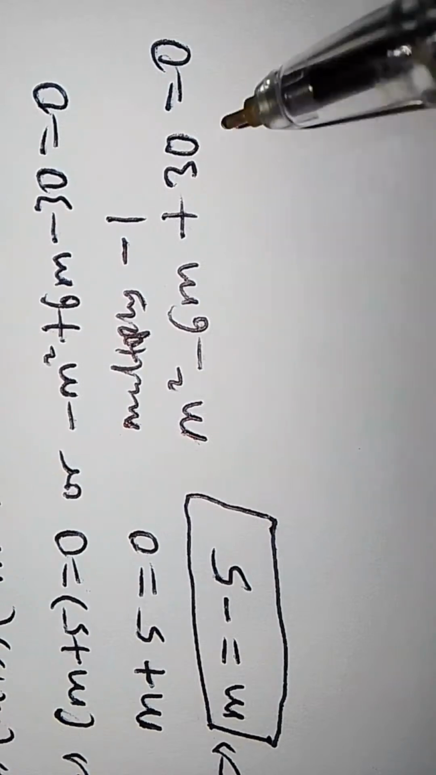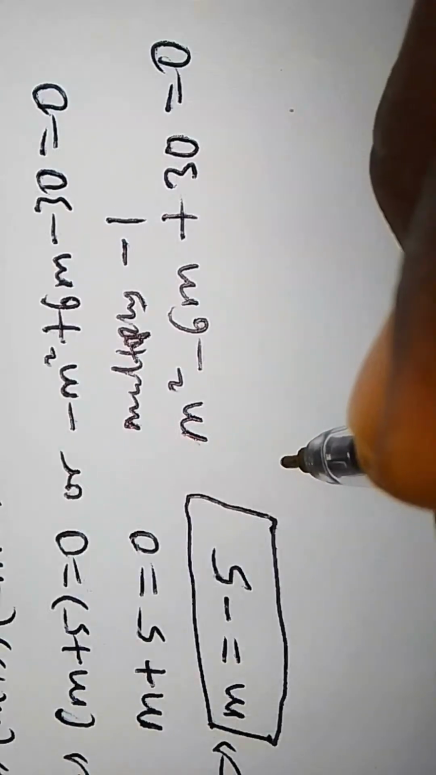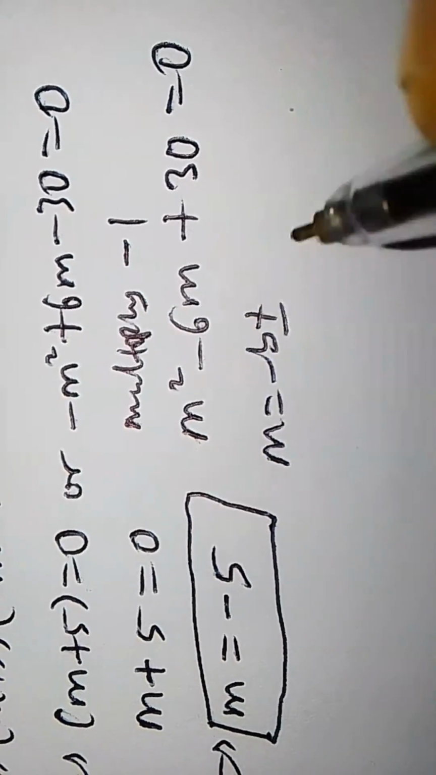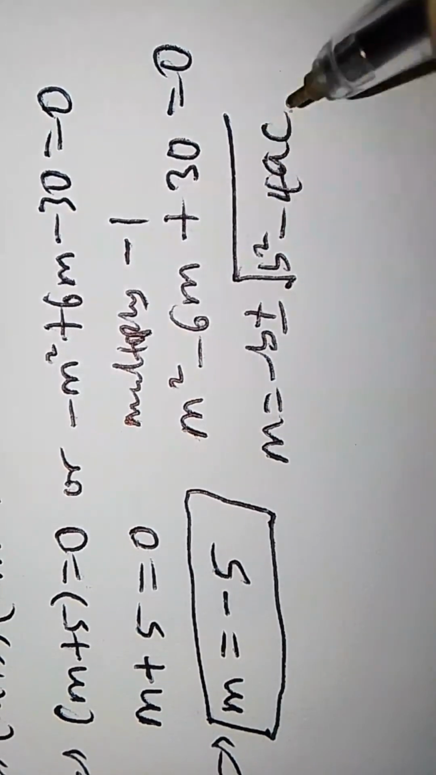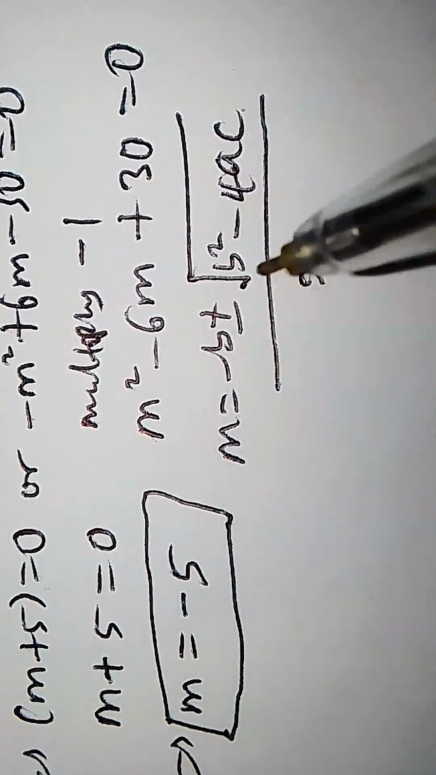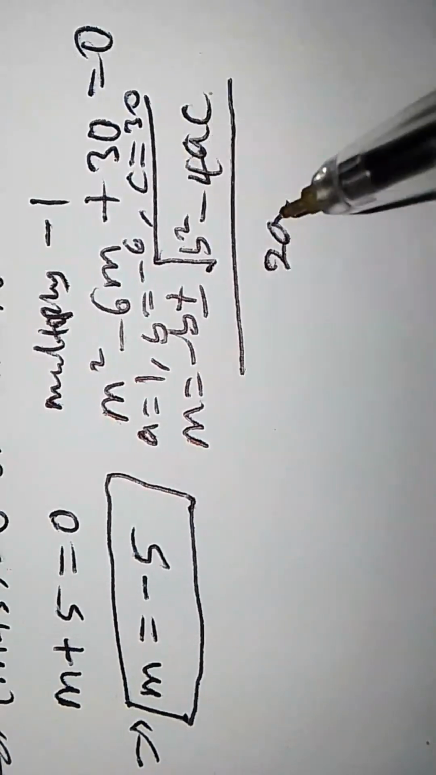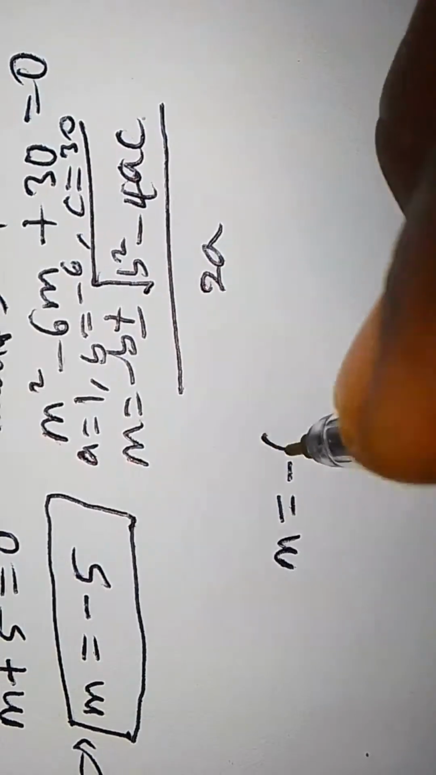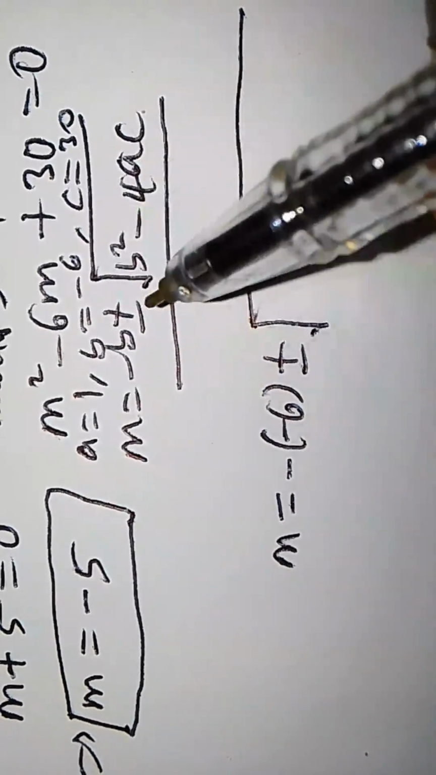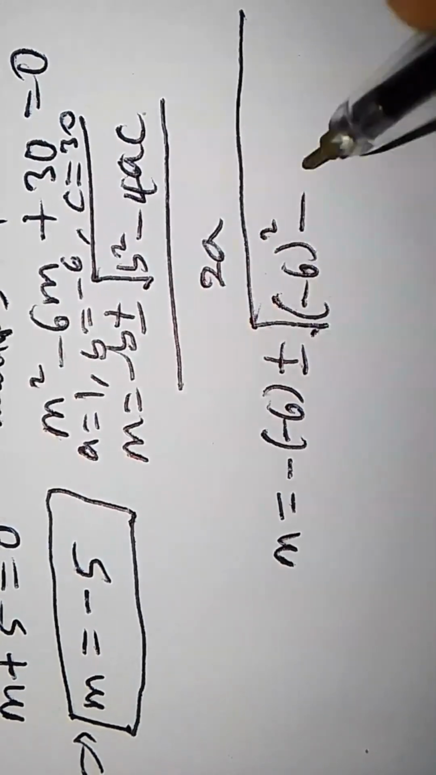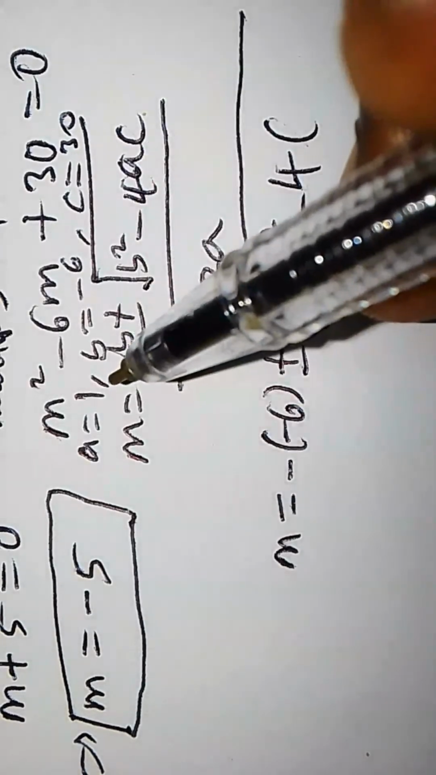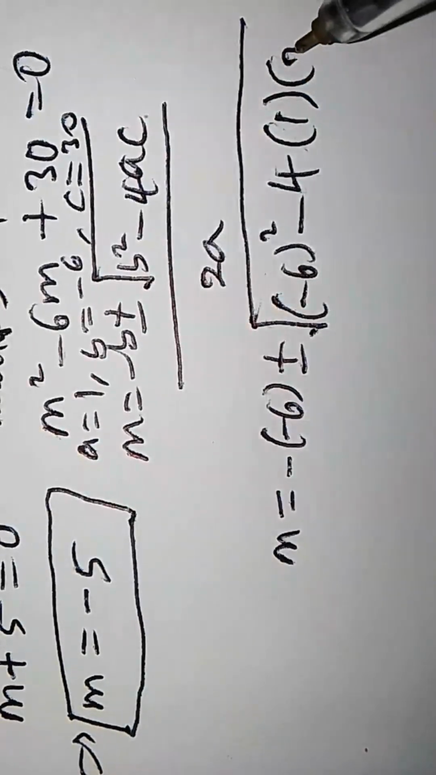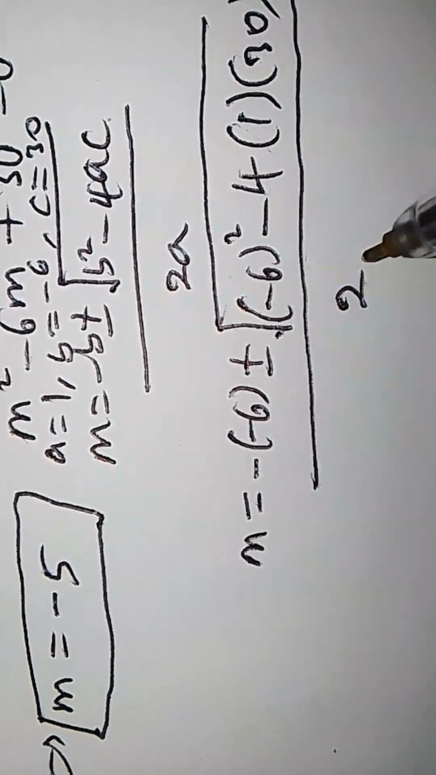We can now easily solve this quadratic equation using the quadratic formula. Don't forget, the quadratic formula says m is equal to minus b plus or minus square root of b squared minus 4ac, all divided by 2a. From this equation, our a is obvious, it is 1, b is negative 6, and c is equal to 30. So plugging these values into the right hand side, we have m equal to minus, what is b? b is negative 6, minus minus 6, plus or minus square root of b squared, that will be minus 6 all squared, minus 4 into a is 1 into c is 30, all divided by 2 into 1.